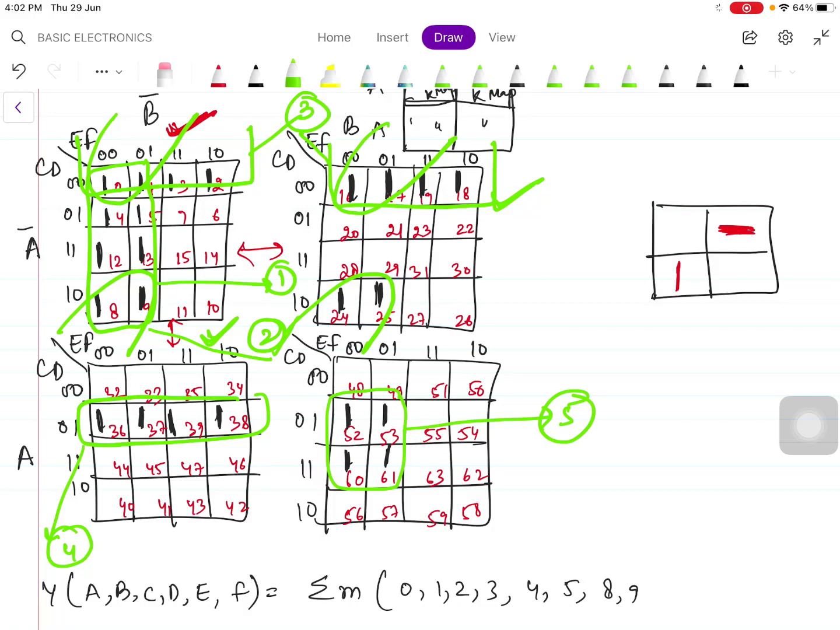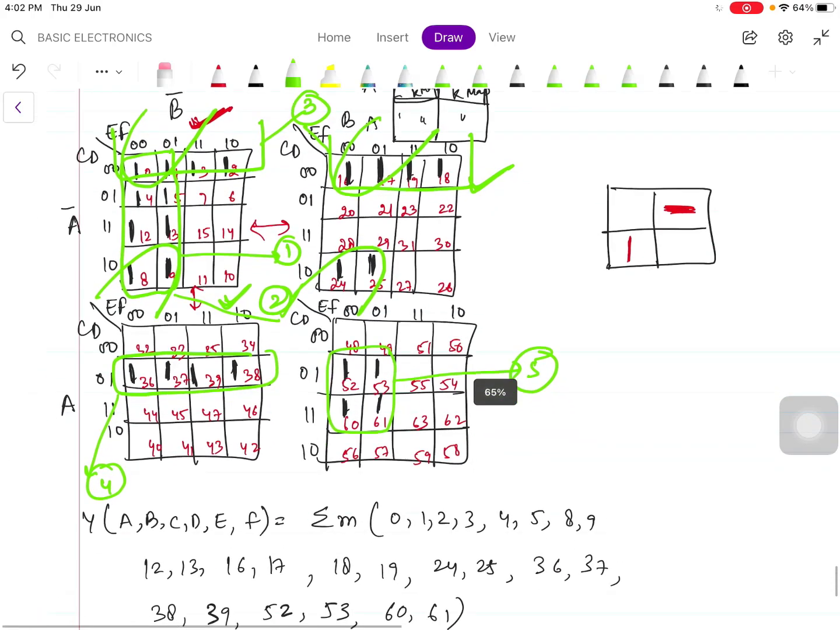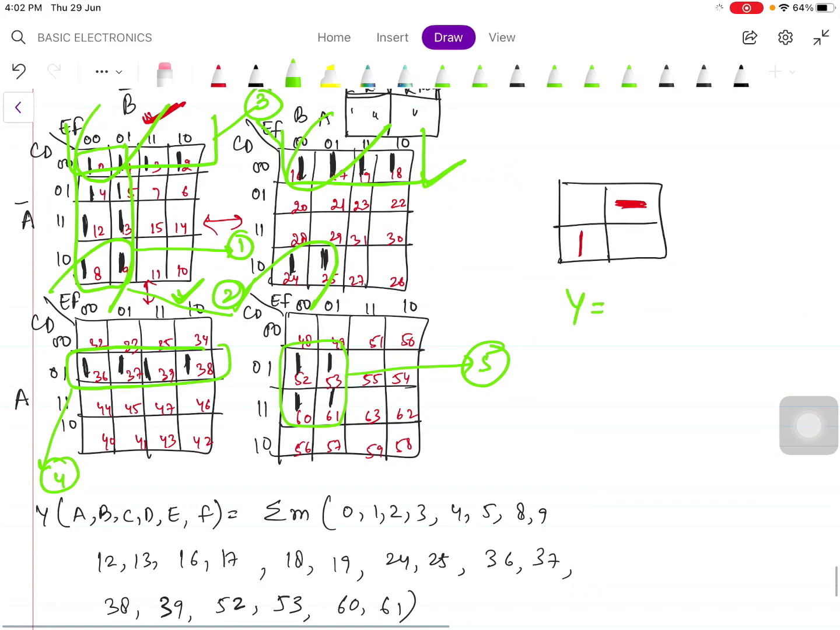Let us write the answers for them. For the first group, it is 0, 1, 4, 5, 12, 13, 8, 9. So the first thing will be, I am writing the answer here itself, A bar, then from B it will be B bar, then from CD nothing, then from EF it will be E bar. It will be E bar, alright.